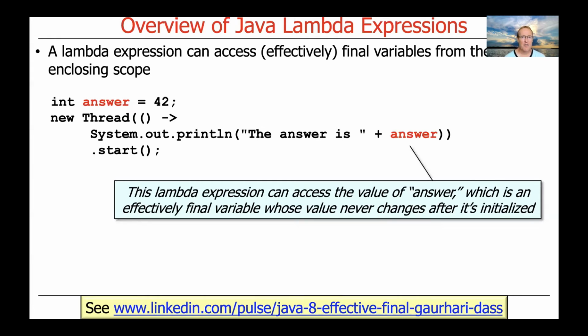An effectively final variable is a non-final variable that doesn't change from the point where it's assigned or initialized, in this case, to the point where it's used. So you can read more about effectively final variables in the link at the bottom. Those were added with Java 8 in order to be able to do things like this. So you don't actually have to make something a final variable, but you can use it in a context that's a different scope, in this case, a Lambda expression scope.